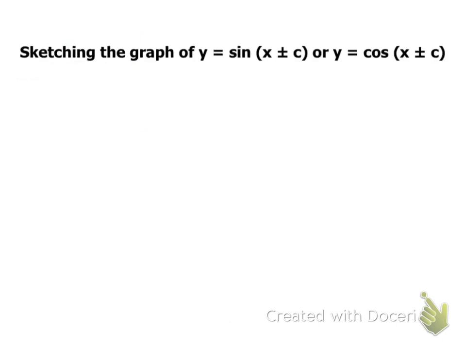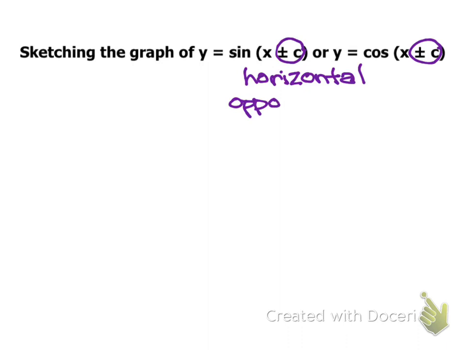Another situation. Something new and interesting. Here, we now have a C value, plus or minus C. This is going to result in a horizontal shift, but it will go in the opposite direction of the sign. So if it's positive, we will move left. If it's negative, we will move right. Sorry, I drew left, didn't I? There we go.